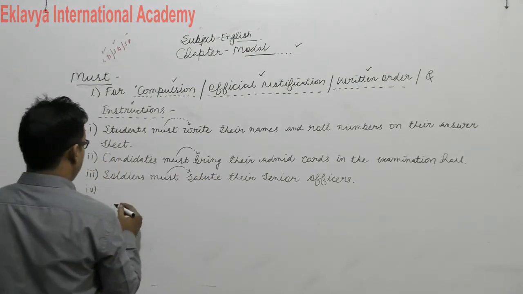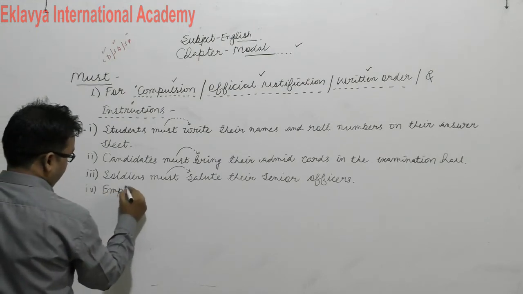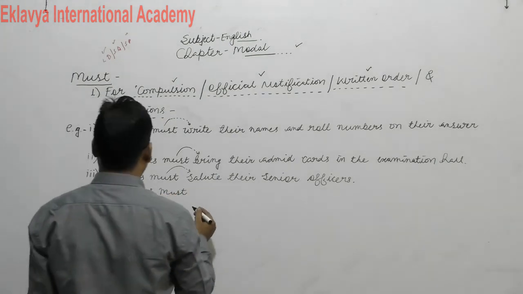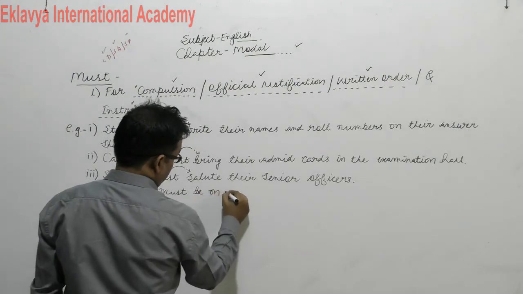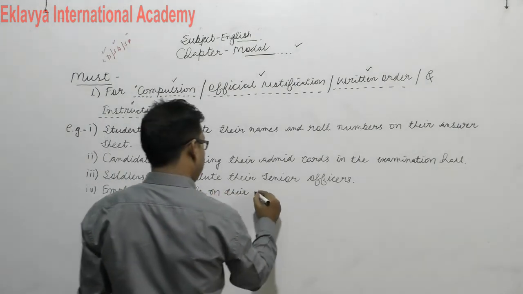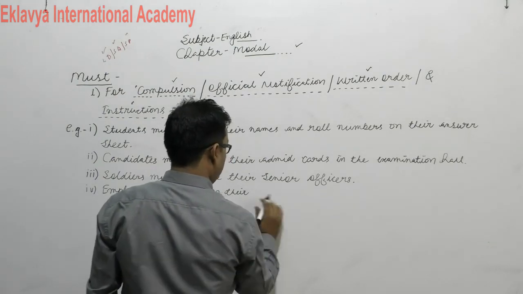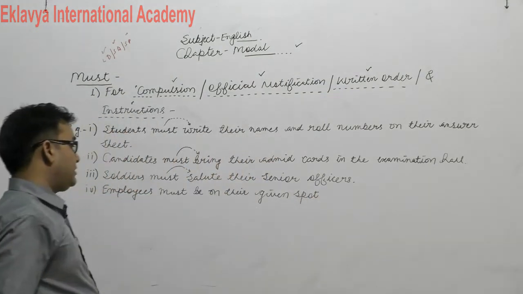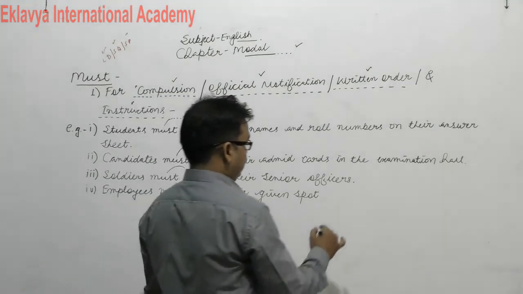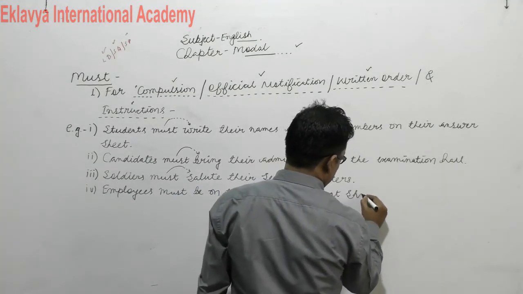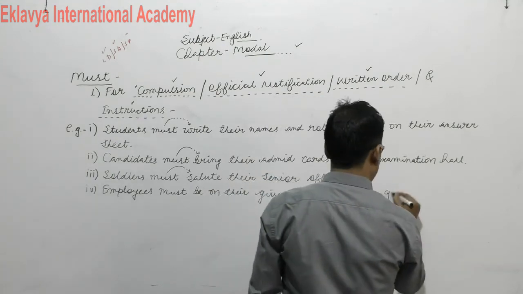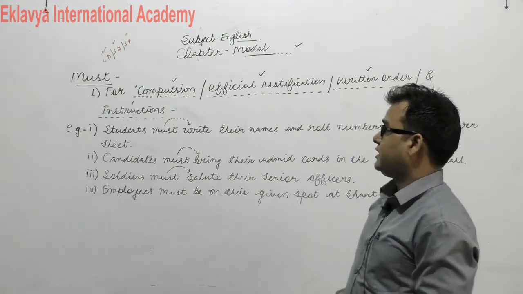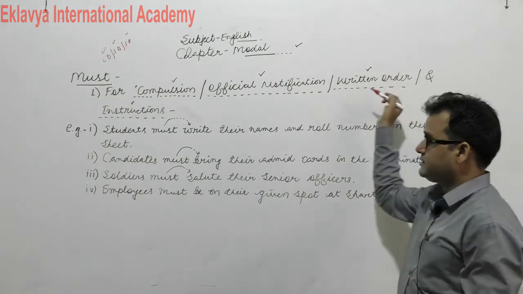Example number 4. Employees must be on their given spot at sharp 9 o'clock. Okay, these examples are basically for compulsion, official notification, written orders and instructions.